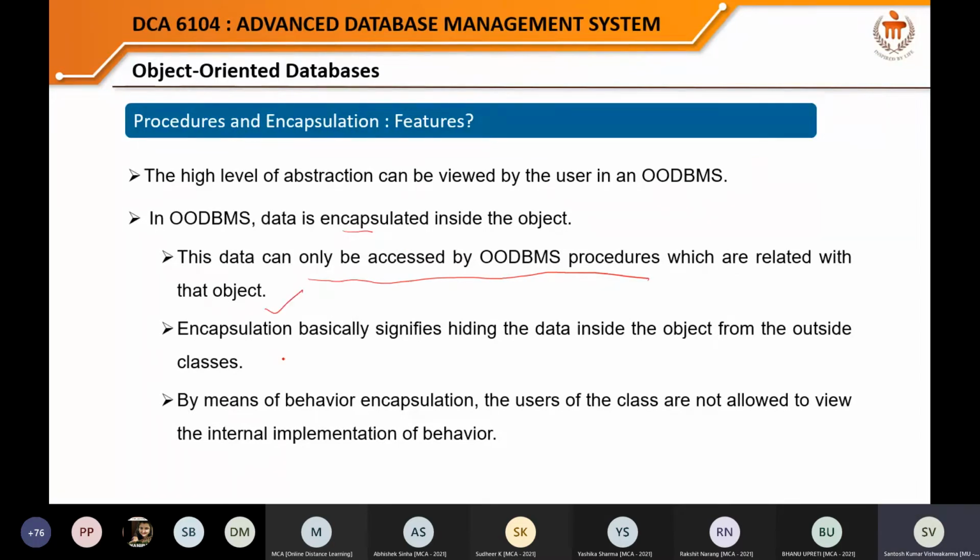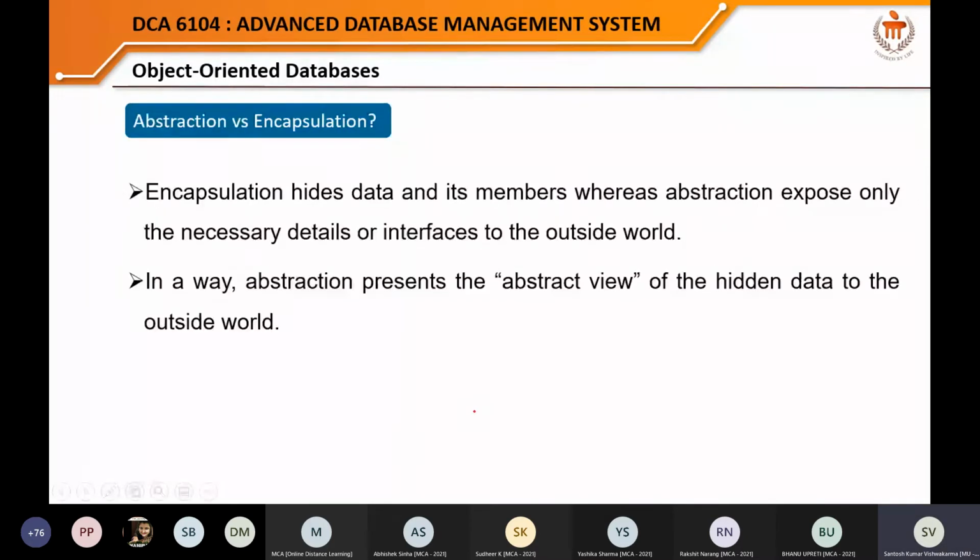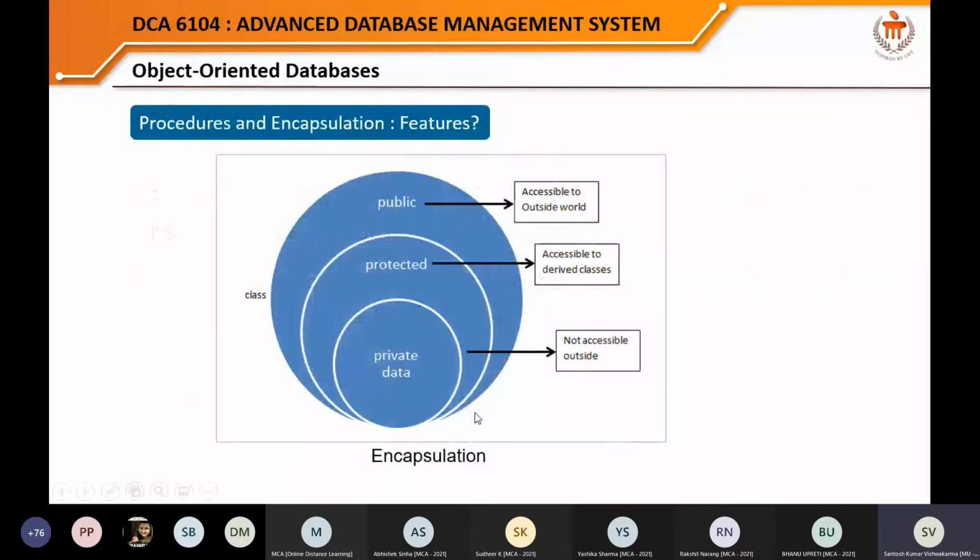Encapsulation basically signifies hiding the data inside the object from the outside classes, as you can see in the subsequent slide. By means of behavior encapsulation, the users of the class are not allowed to view the internal implementation of behavior. Once a class has been defined, you may have these three levels. The first is private data, which by any means is not accessible outside, even outside of the class itself.